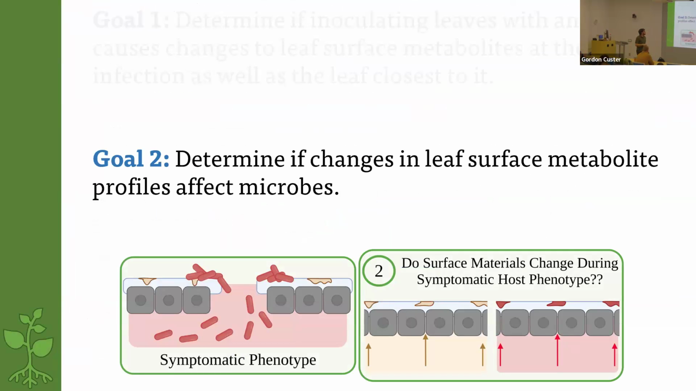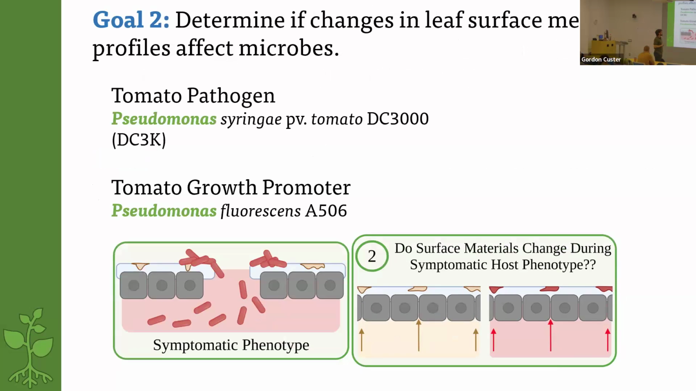And so our second goal of this section is to determine if those changes that we did observe affected the associated microbes. And instead of doing this at an entire community level, I became very specific with this. I saw sugars and my immediate thought was, does that just help everyone? And so in order to do this, I set up an in vitro experiment, which I'll talk more about, where I wanted to incorporate a pathogen and a growth promoter.